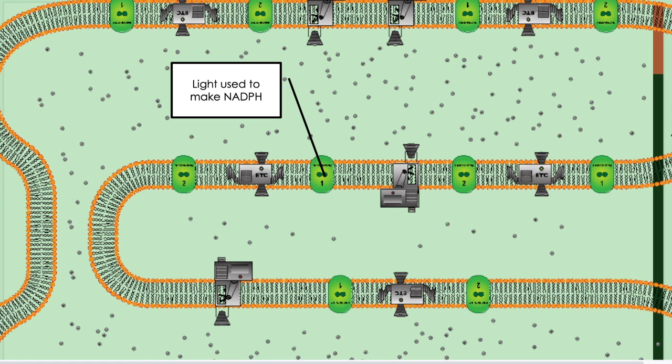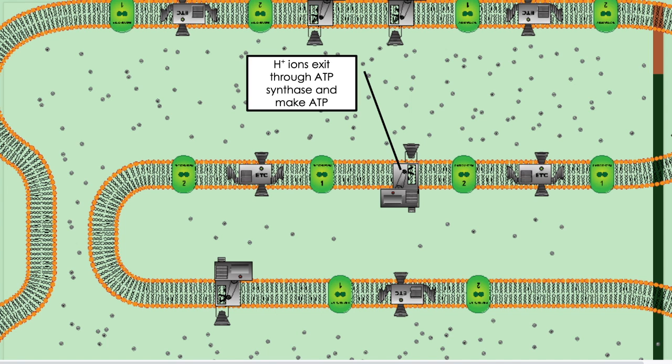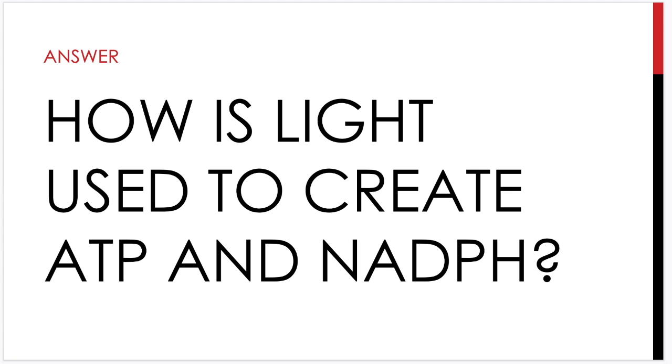And then finally, all those hydrogens that were pumped from one side to the other need to escape because they want to go from a high concentration to a low concentration, and that ends up making ATP for us. So now you should be able to answer the question, how is light used to create ATP and NADPH?